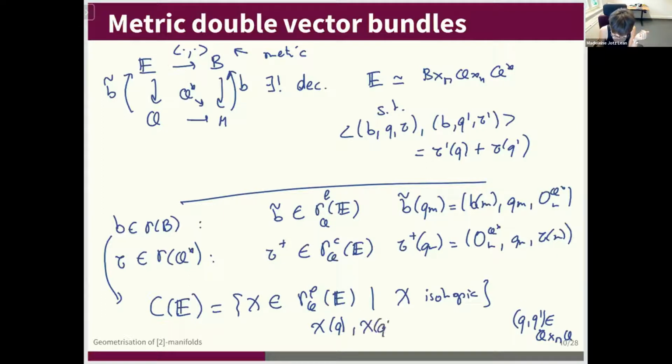So X at Q prime, because the linear section is a vector bundle morphism over a section of B, they will both project to the same B in B. So you will be able to pair them in E over B and you get 0. And we're going to consider the set of those isotropic sections with respect to our metric.